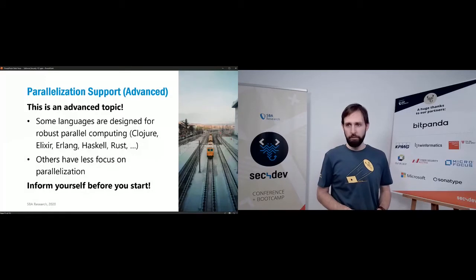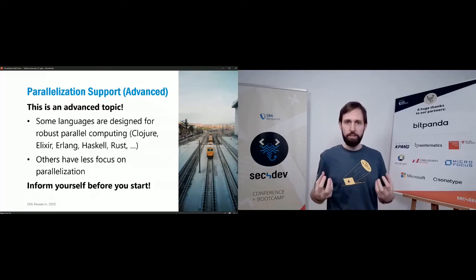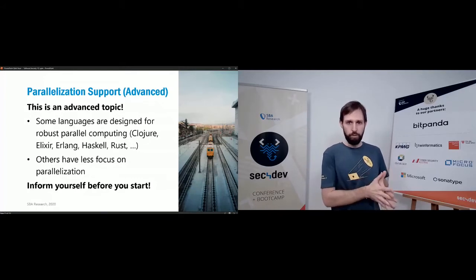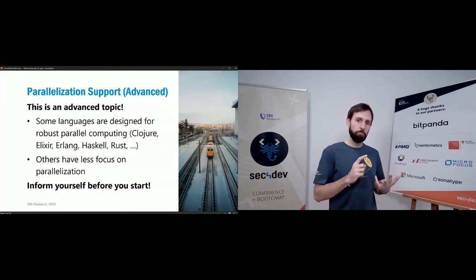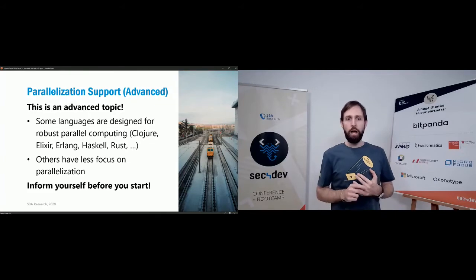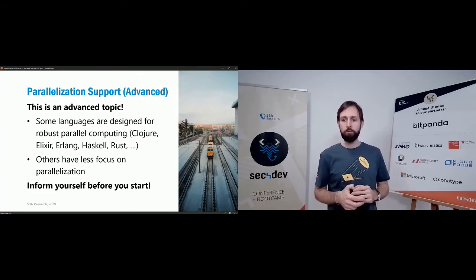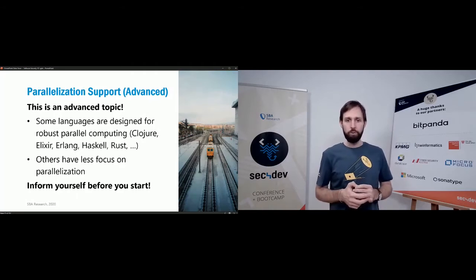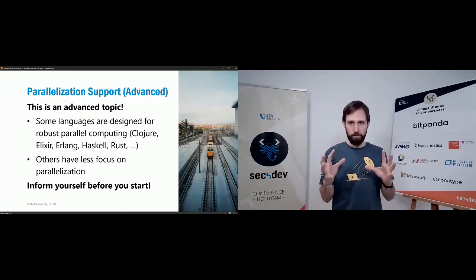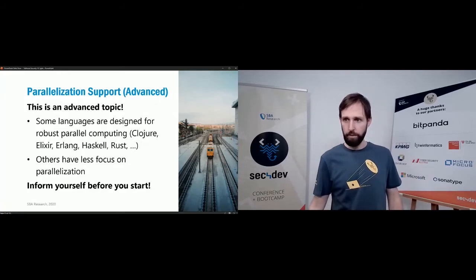Parallelization support could be a factor if you're running software where stuff needs to be processed in parallel. When parallel computing, high speed and distributed computing are important for you, then it might be advisable to choose certain languages that are designed for robust parallel computing. For example, Elixir, Erlang, Haskell, Rust, Clojure. These languages are designed for this, and others have less focus on parallelization, right? I'm not going to dive very deep into this because it's an advanced topic, but just so that you know that some languages are made for this and others are not.